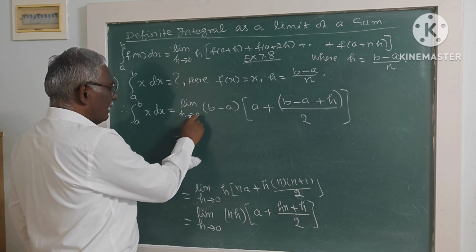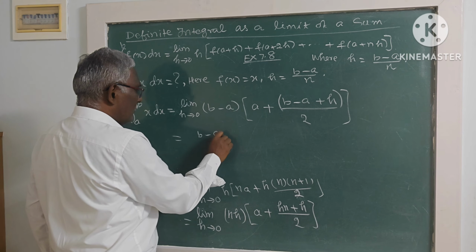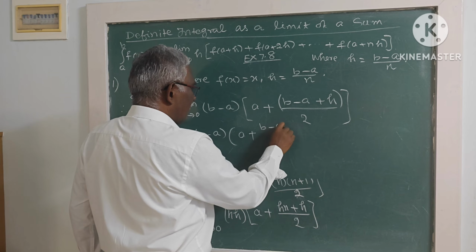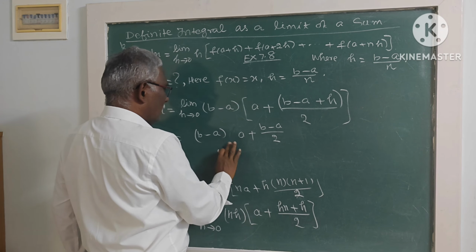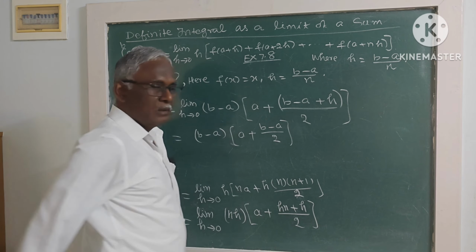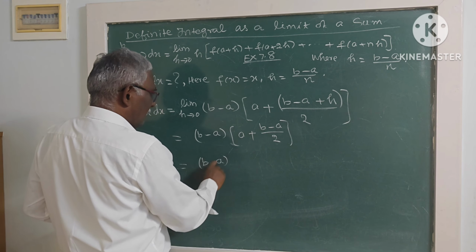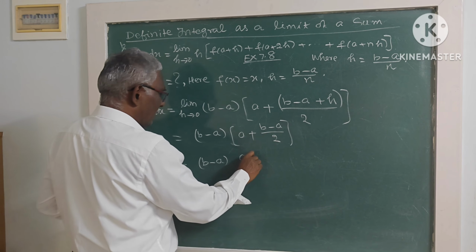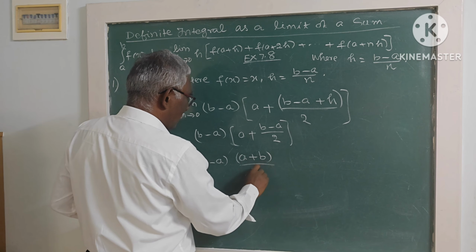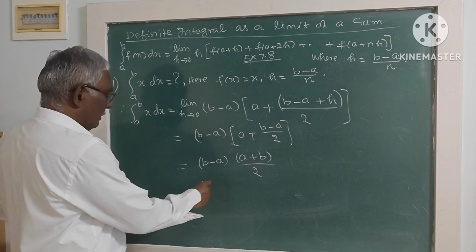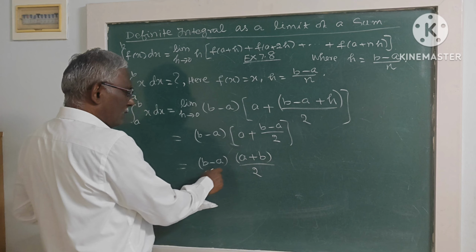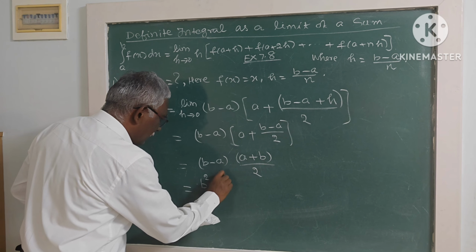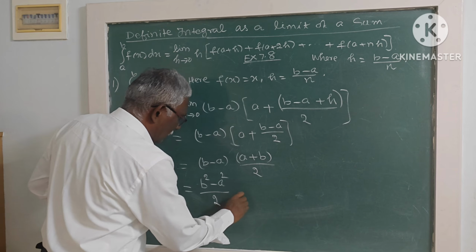Now take the limit h tends to 0. So b minus a into a plus (b minus a) by 2. H tends to 0. B minus a, 2a minus a, so (a plus b) by 2. This is nothing but (b plus a) into (b minus a), so (b square minus a square) by 2. So this is the answer.